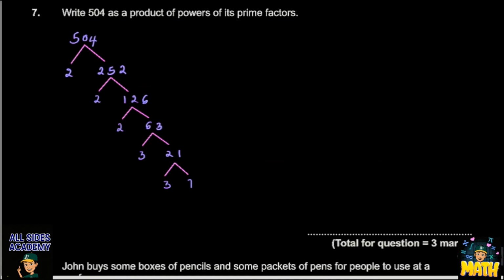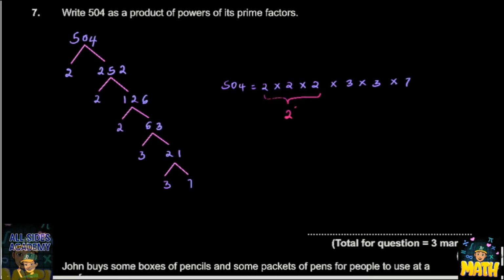Then 3 can still divide 21 7 times. So 3 and 7. So once I've done that, I'll list down all those prime factors. So 504 is equal to 2 times 2 times 2 times 3 times 3 times 7. Now the question asks you to express it as a product of powers. So I'm going to put all those numbers together in power form and then write them as a product as such. Yeah, so 2 to power 3 times 3 to power 2 times 7.